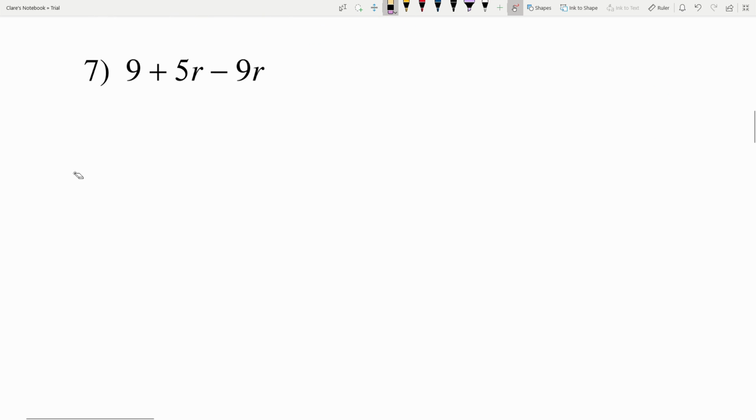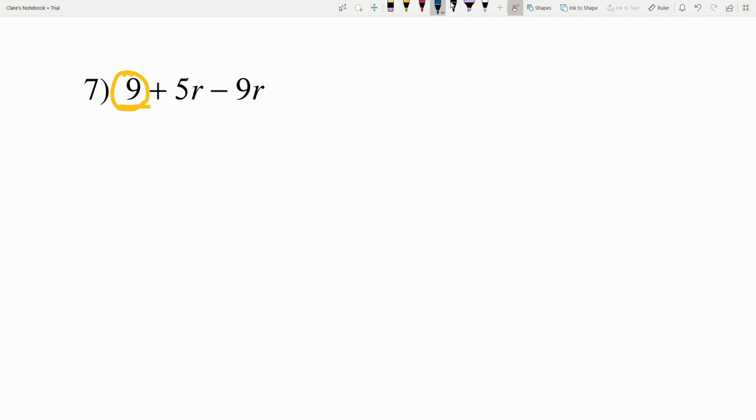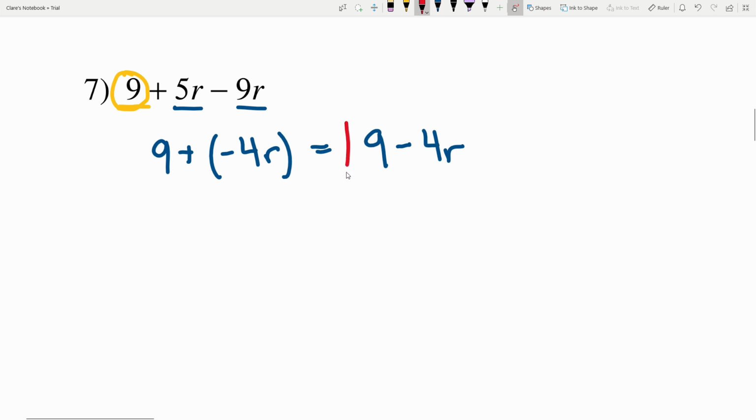In number 7, I have 9 plus 5r minus 9r. 9 is the only number by itself. So 9 is going to still be there when we simplify. However, I have a 5r and a 9r. I can combine those. So 9 plus 5r minus 9r is going to be a negative 4r, which plus a negative we'll write as subtracting the positive. 9 minus 4r, that's our solution in number 7.